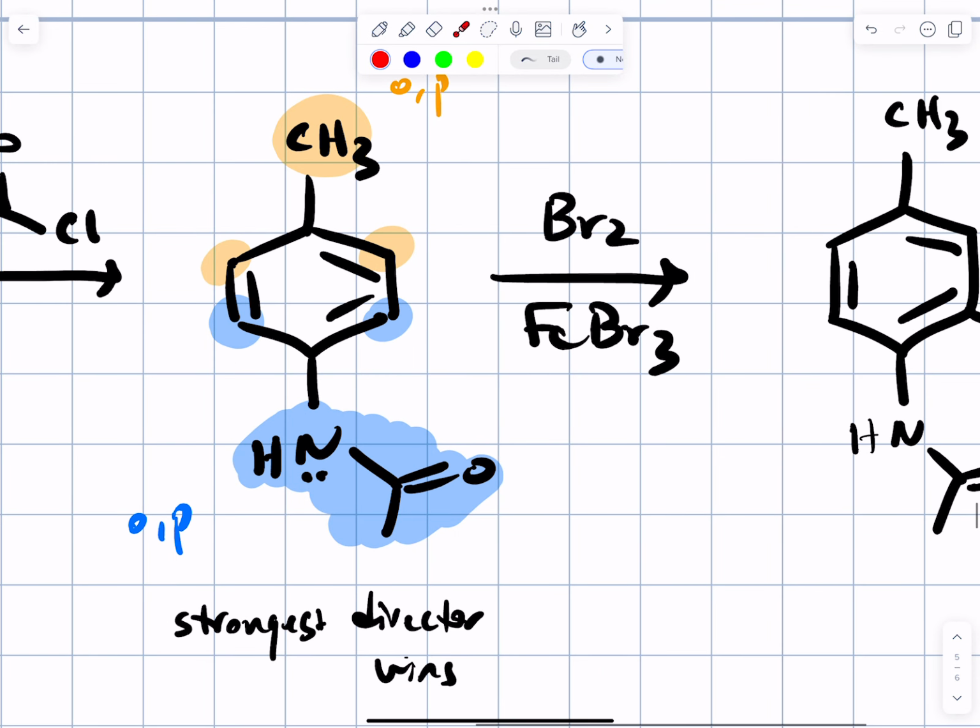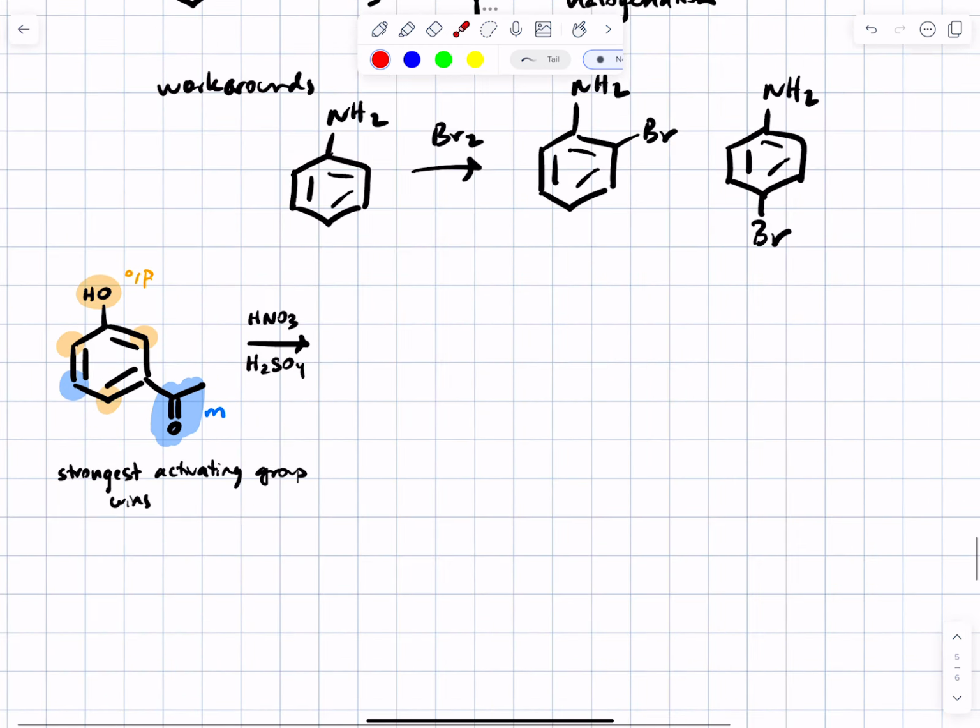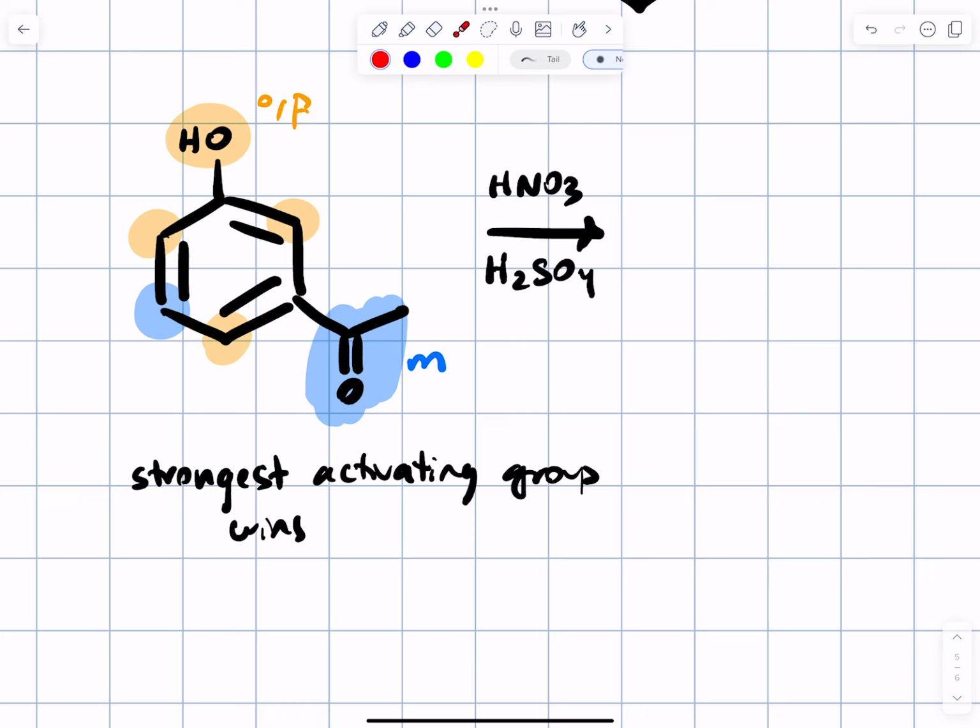Oh, is this one, right? Where you have two activating groups and the strongest activating group wins. That's when two activating groups oppose each other. Apparently, you can use that principle as well when an activating group and a deactivating group oppose each other. So when you're in that situation, the strongest activating group wins.